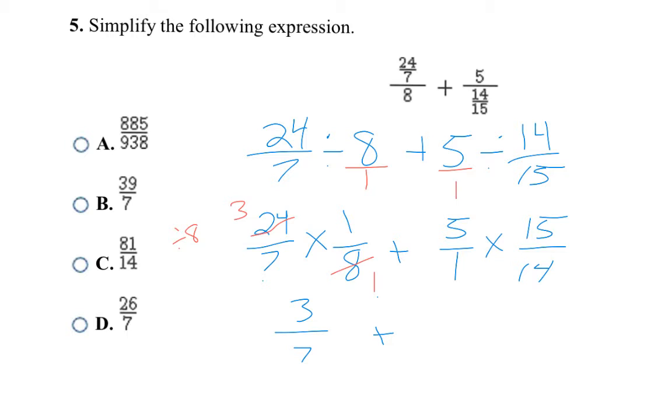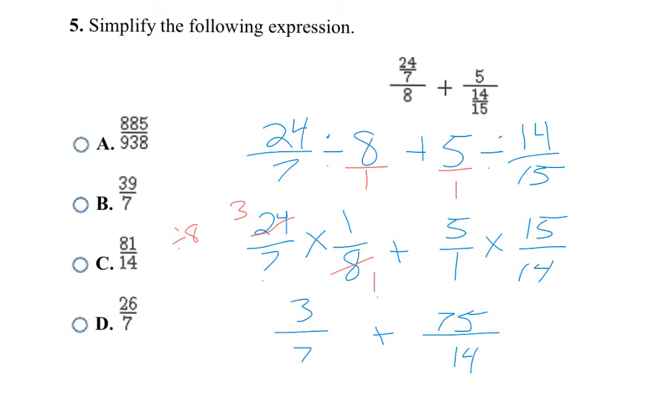And then I'm going to go over here and look at my second multiplication problem. 5 and 15 on top, and 1 and 14 on the bottom. There's nothing that I can reduce with any of those pairs, so I just have to multiply across. 5 times 15 is 75. And 1 times 14 is 14.